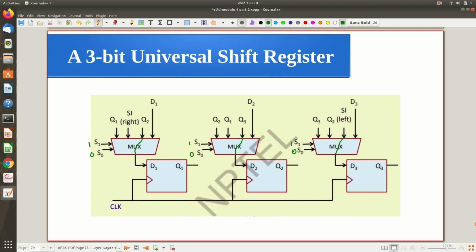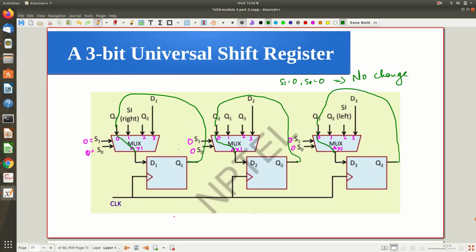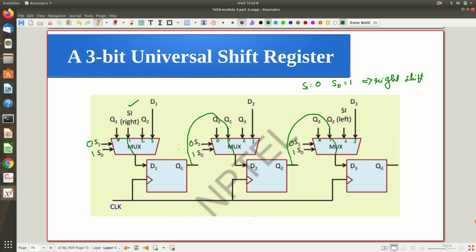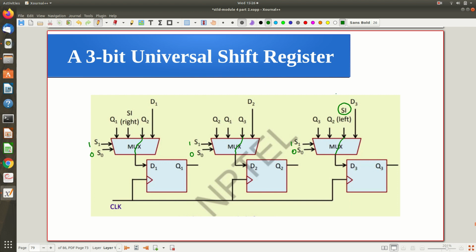Now in the background, see what is happening. What we need for 1, 0 is the shift left operation. Shift left means from the rightmost end we will feed the input, and that should be shifted towards left. So the rightmost end we are feeding the input, and I want to shift it towards left. That is why the serial input is coming like this. So the combination S1 is equal to 1 and S0 is equal to 0 corresponds to shift left.